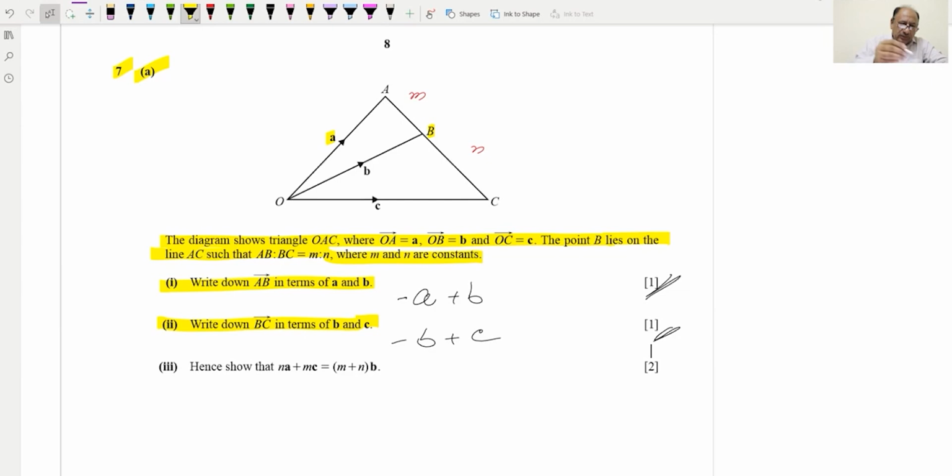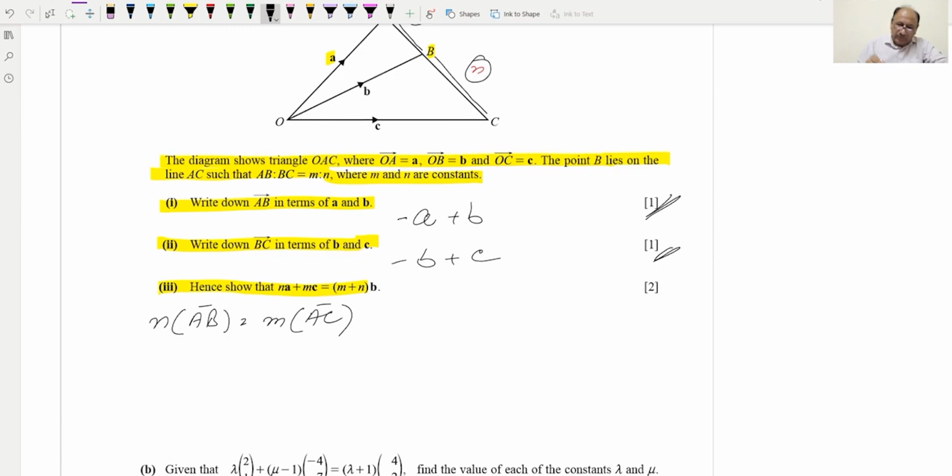Hence show, third part, hence show that na plus mc is equal to (n plus m) into b. So we can say n ratio AB, this one will be equal to m ratio BC. This is how we can write it. n into AB will be equal to m into BC in vectors. AB and BC values are here which we can use.